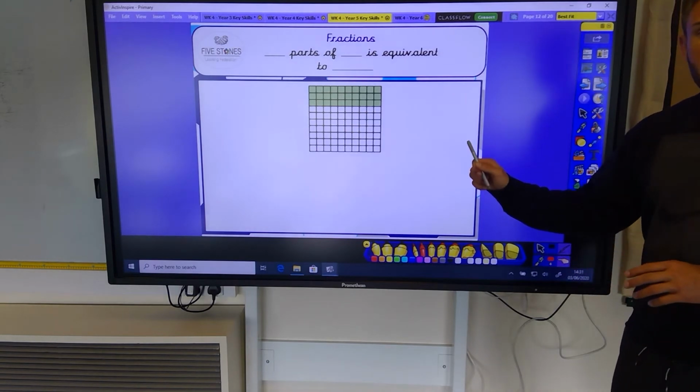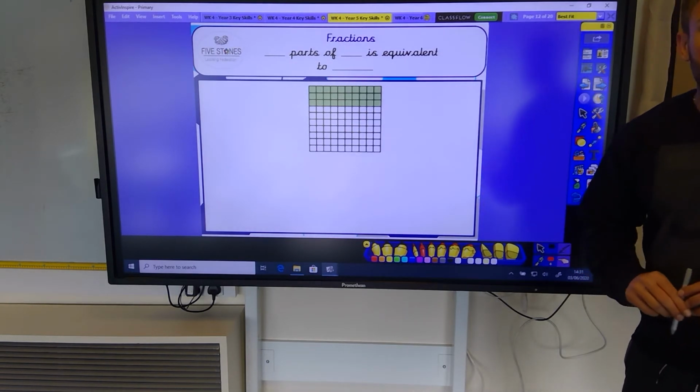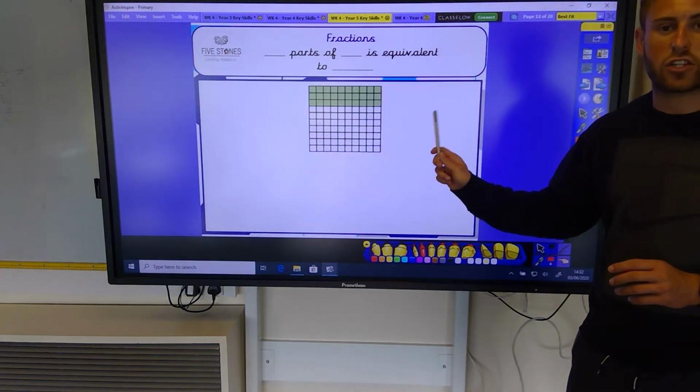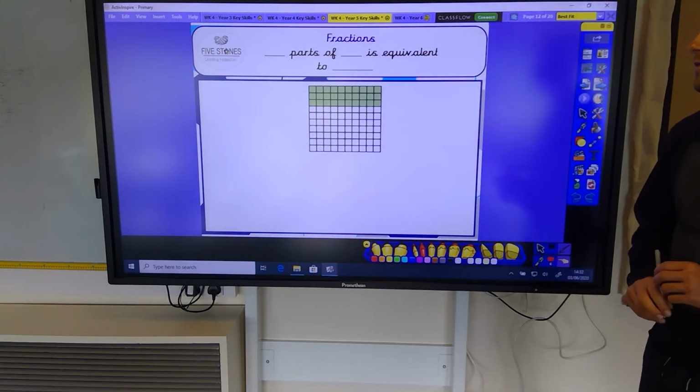Right, so looking at this fraction now, I want you to write as many ways that you can write this fraction. So thinking about simplifying it into different ways. Off you go.